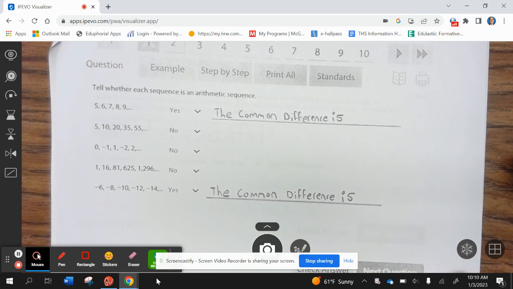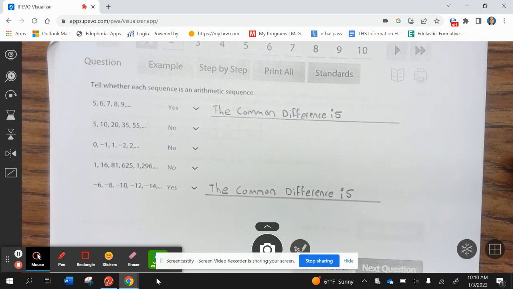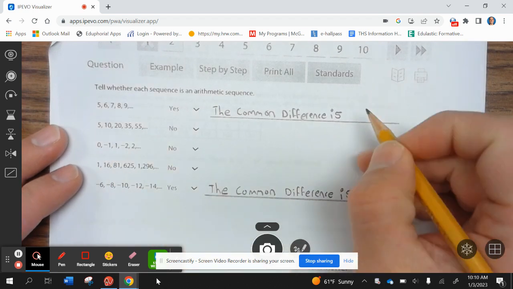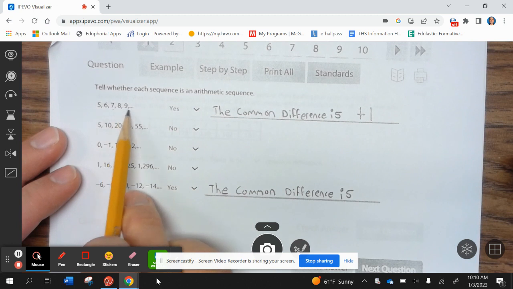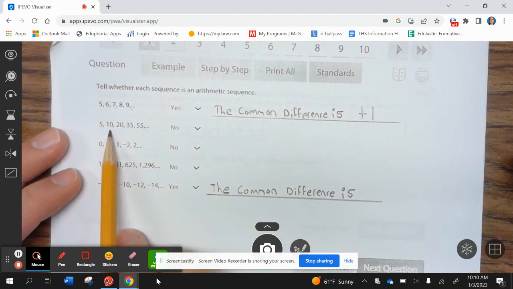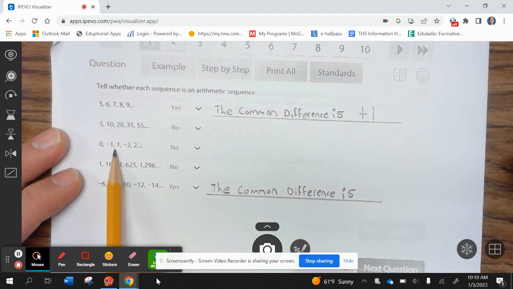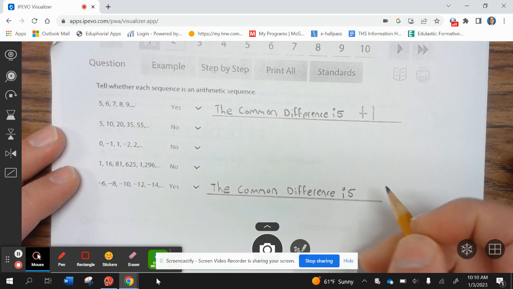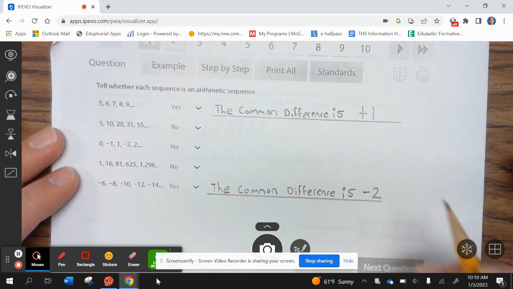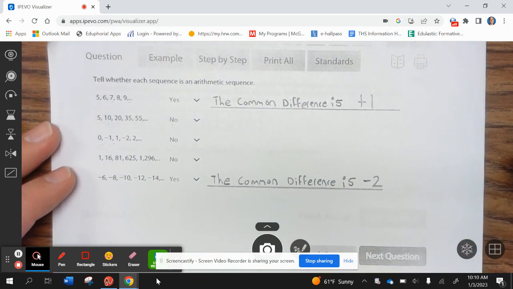All right, tell whether each sequence is an arithmetic sequence. Yes, because the common difference is plus 1. You're adding 1 to get to 6, to 7, to 8, to 9. Now here you add 5 to get to 10, but then you add 10 to get to 20, so this is no. This doesn't make any sense. There's no common difference. Same thing here. You add 15, and then you don't add 15 to get to 81, so that doesn't work. Here, the common difference is minus 2. You're subtracting 2 each time.